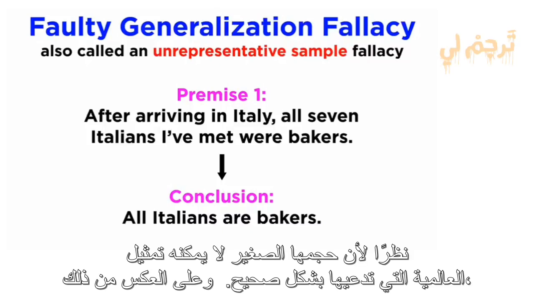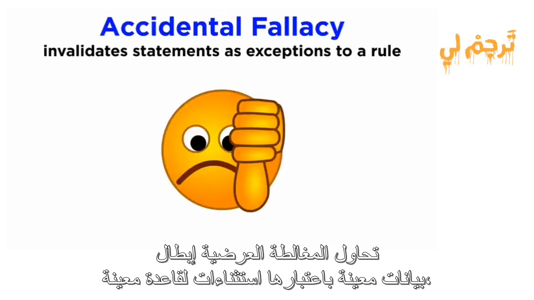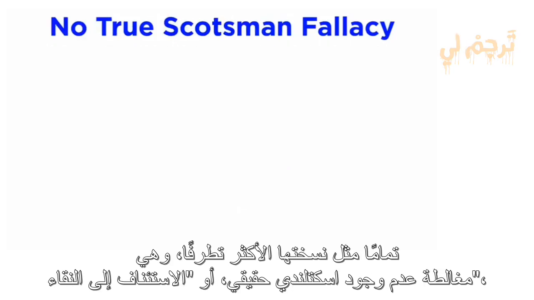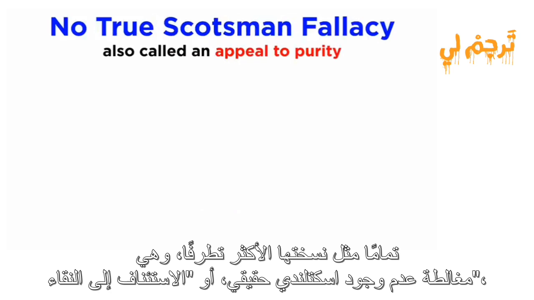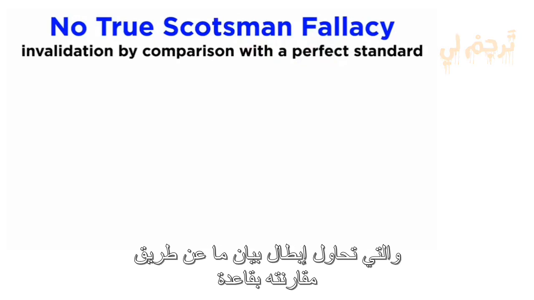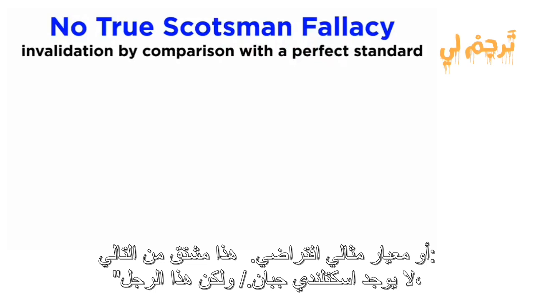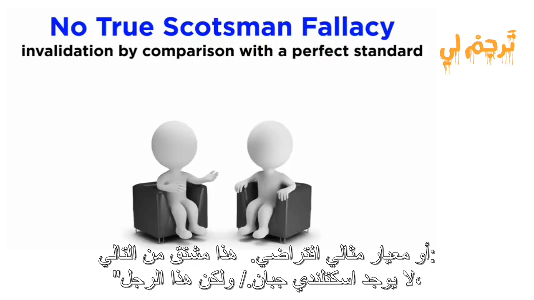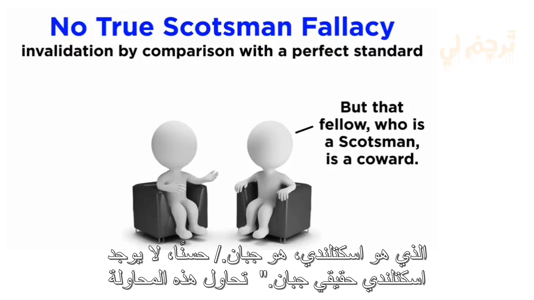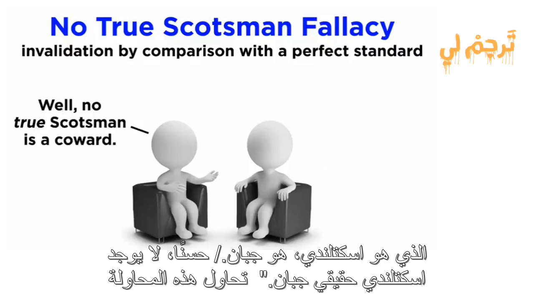This can also be called an unrepresentative sample fallacy in more statistical terms, since its small size cannot properly represent the universality it claims. Conversely, the accidental fallacy attempts to invalidate given statements as exceptions to a given rule, much like its more extreme version, the no true Scotsman fallacy, or an appeal to purity, which attempts to invalidate a statement by contrasting it with a hypothetical perfect rule or standard. This is derived from the following. No Scotsman is a coward, but that fellow, who is a Scotsman, is a coward. Well, no true Scotsman is a coward.